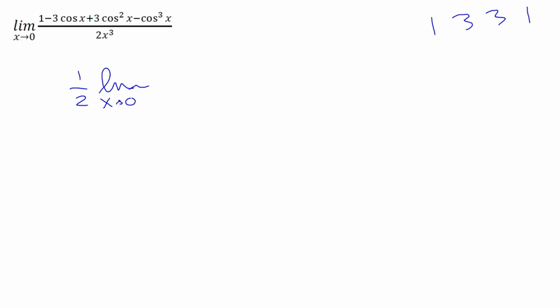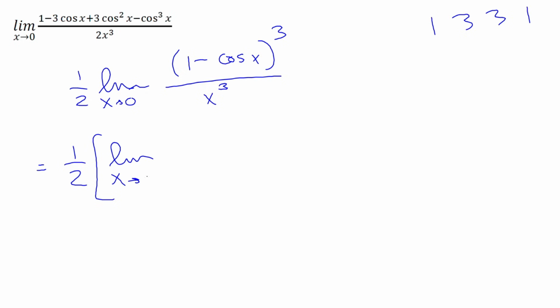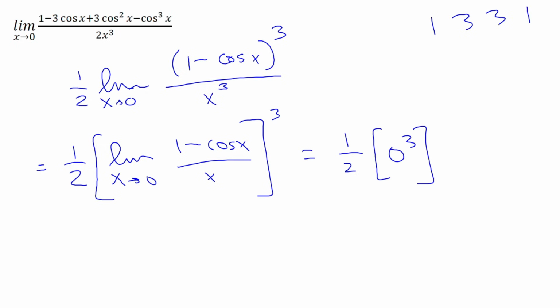Right? So that numerator actually is going to factor into (1 minus cosine x) to the third. And so now, because both the numerator and the denominator are being raised to the third power, we can write this as 1/2 the limit as x approaches 0 of ((1 minus cosine x) over x) all to the third. And because we know that the limit as x approaches 0 of (1 minus cosine x) over x is 0, this is just 1/2 times 0 to the third, or 1/2 times 0, which is just equal to 0.